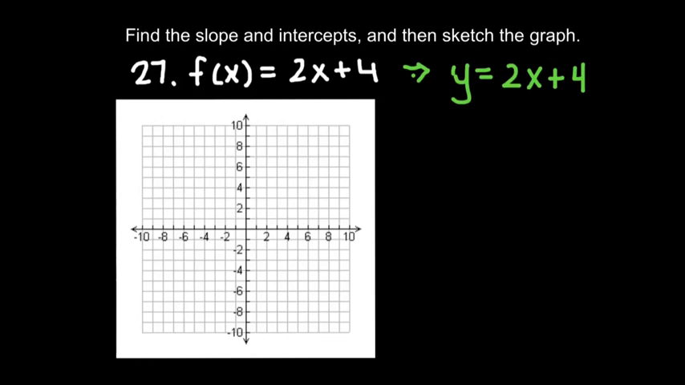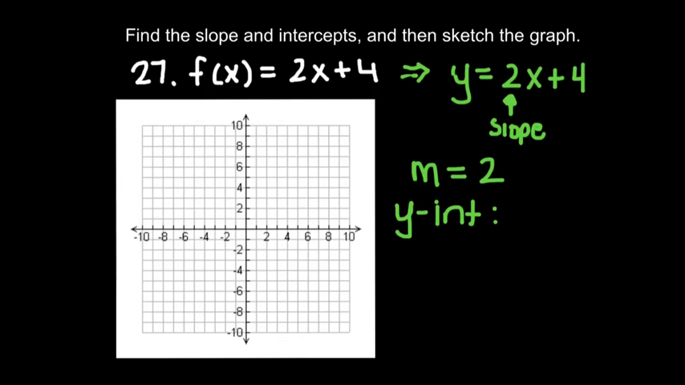We know from the function being in slope-intercept form that the slope will be whatever the coefficient of x is. So the slope of this particular function is 2. The y-intercept is whatever is being added onto the end. So in this case, my y-intercept is positive 4. To find the x-intercept, I have to do a little bit of calculation.